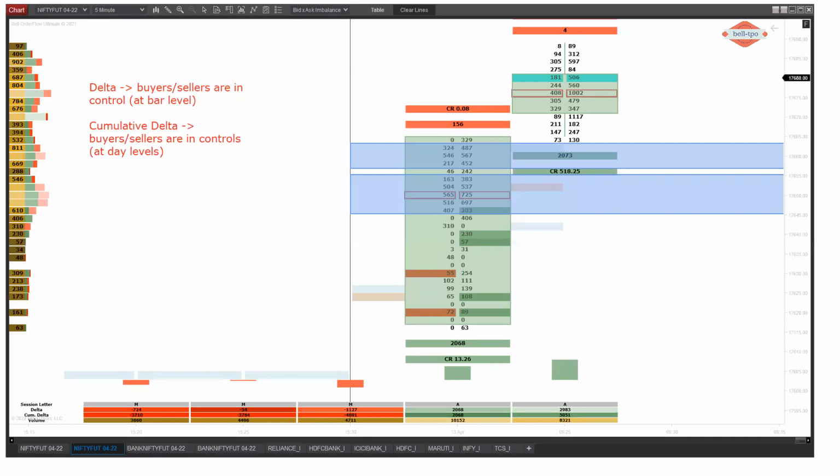The light green color indicates that probably the volume activity on the buy side is more. That's what it indicates.